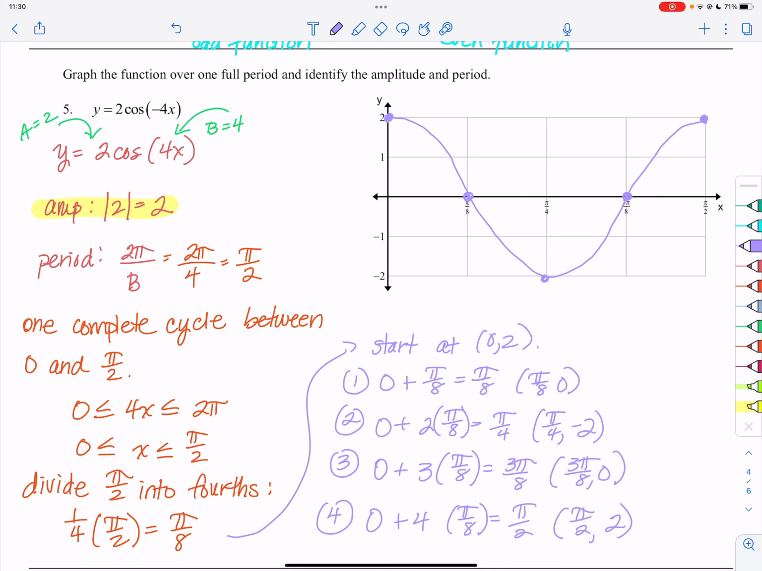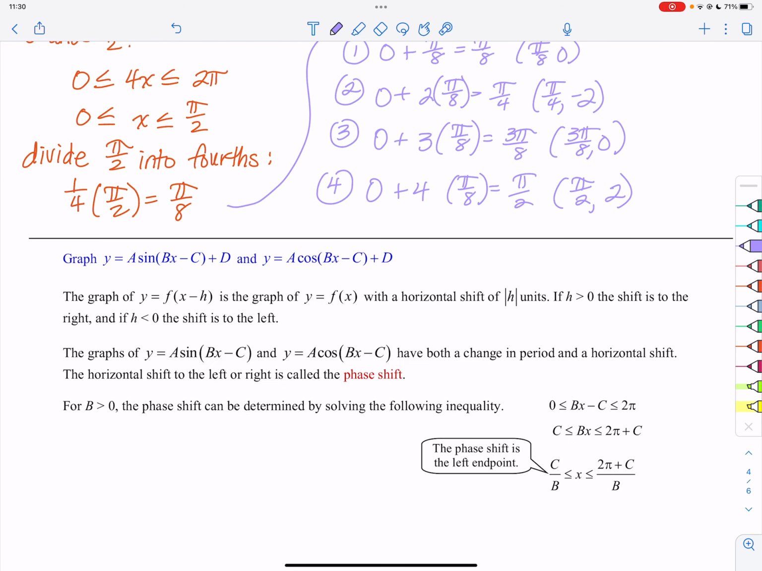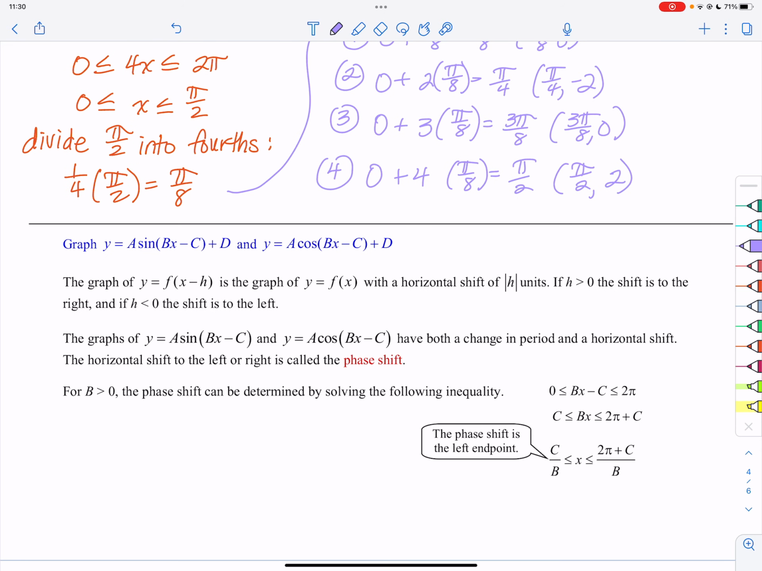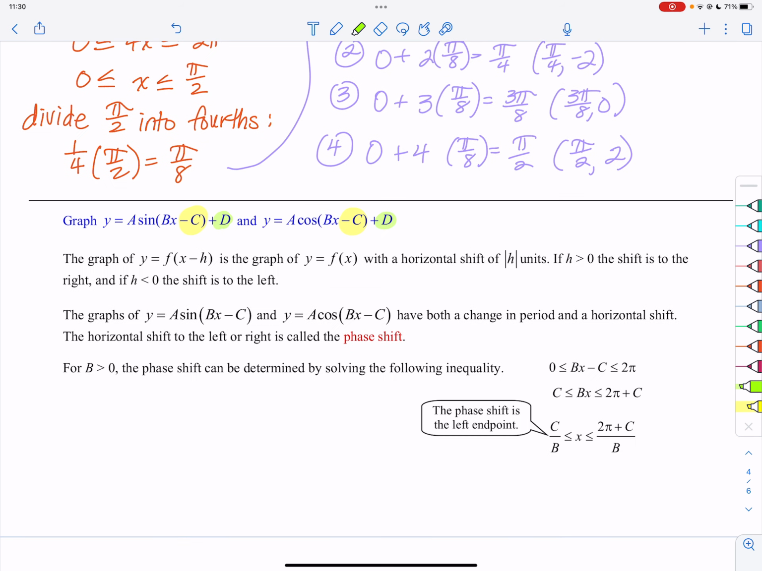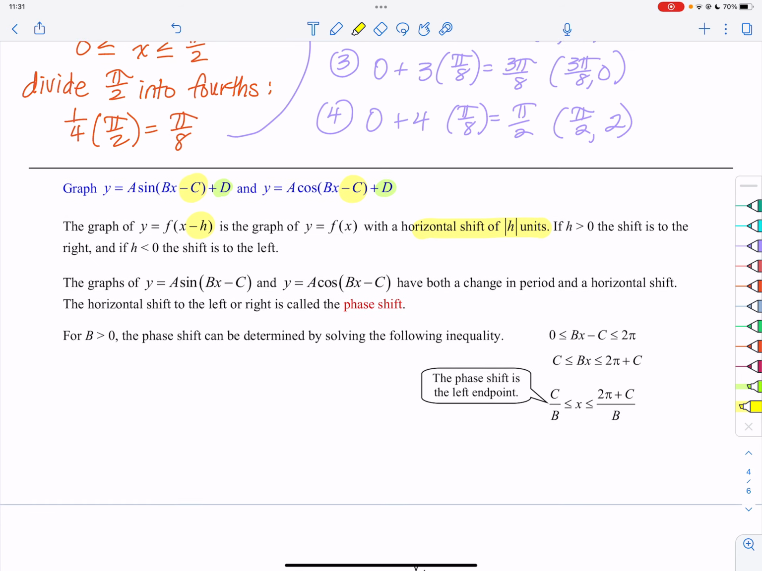Okay, now let's talk about if we add and subtract a constant from that angle. So what we're talking about now is this C, this outside constant. So if we have the graph and we have minus h, that is a horizontal shift of the absolute value of h units. Of course, if h is positive, the shift is to the right. If h is negative, the shift is to the left.